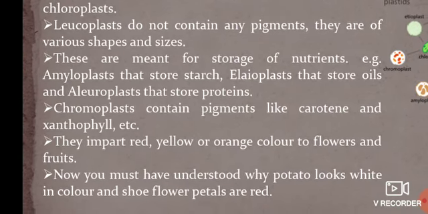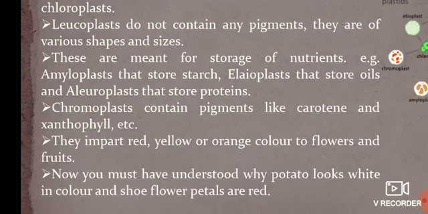Next comes chromoplast, which contains pigments, like chromo means color. So obviously it contains a pigment like carotene, which is present in carrot, and xanthophyll is another pigment, which is also present in green leafy vegetables, for example spinach. The colors which they impart are yellow, orange, and many more. Chromoplast pigments can also give red color to fruits and flowers.